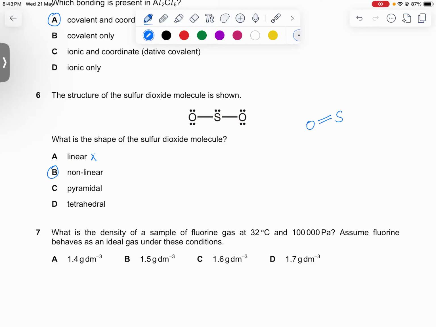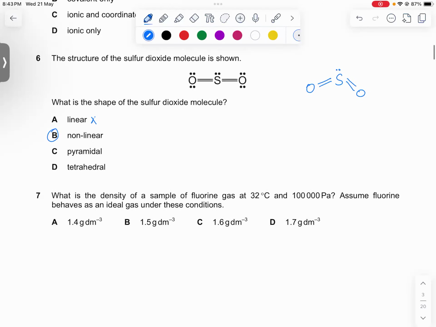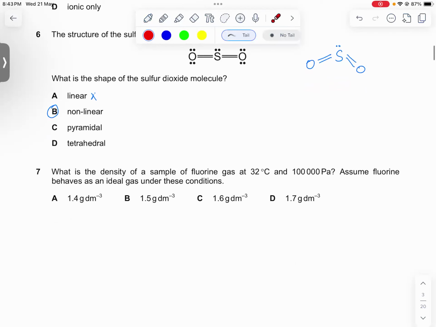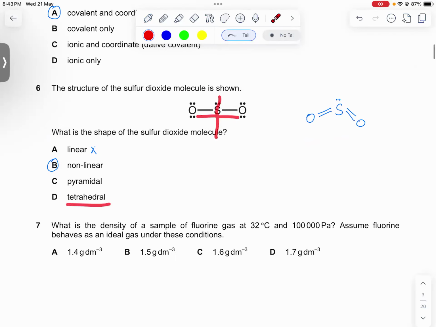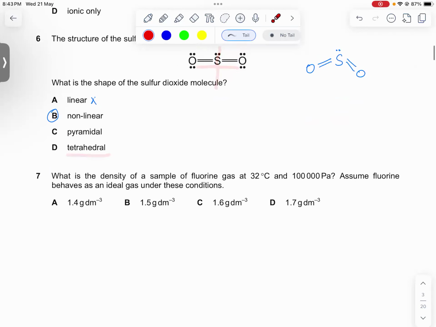It would actually look a little something like this. This would be what it looks like. This is a non-linear shape. Okay, pyramidal and tetrahedral are obviously wrong because for tetrahedral the central element needs to be connected to four atoms. For pyramidal the central element needs to be connected to three atoms. Over here, the central element is only connected to two atoms.